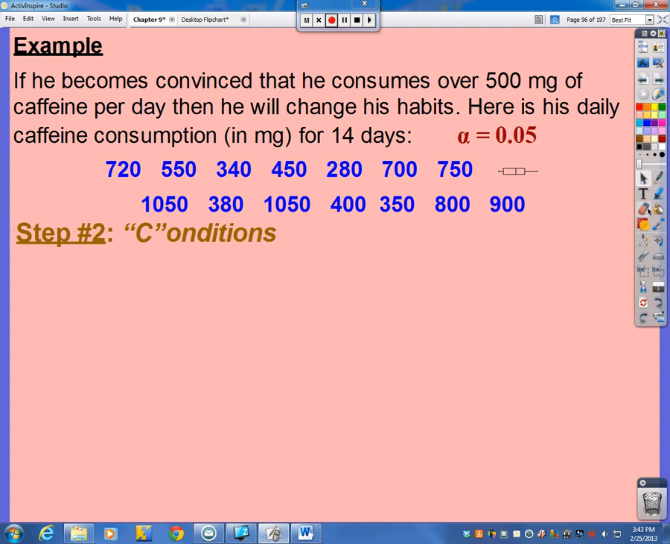On to conditions. Number one, random. Do we have a random sample? It didn't really say that our 14 days were random. So, were these 14 consecutive days? Did he maybe do it every Monday? Did he record it every other day? We don't really know. So this is going to be one of those instances where we're going to say it doesn't mention the sample is random.